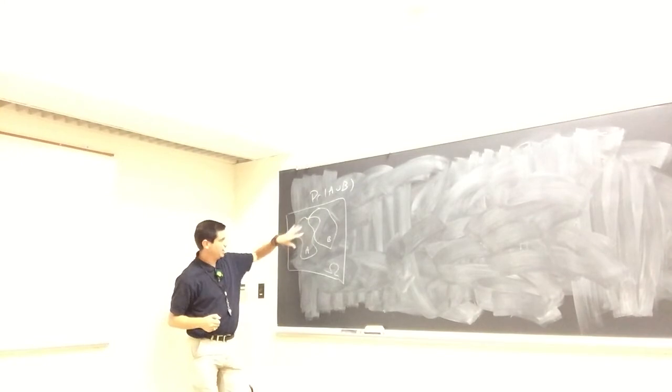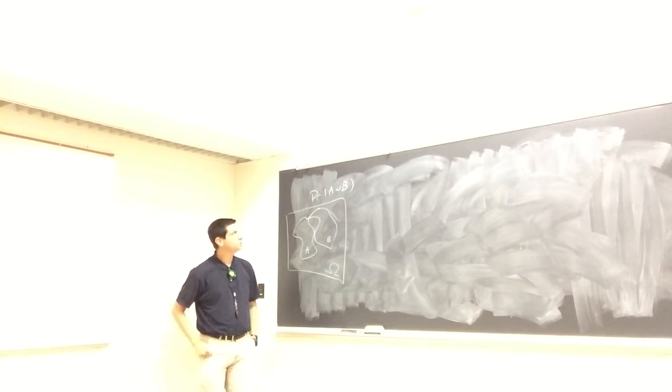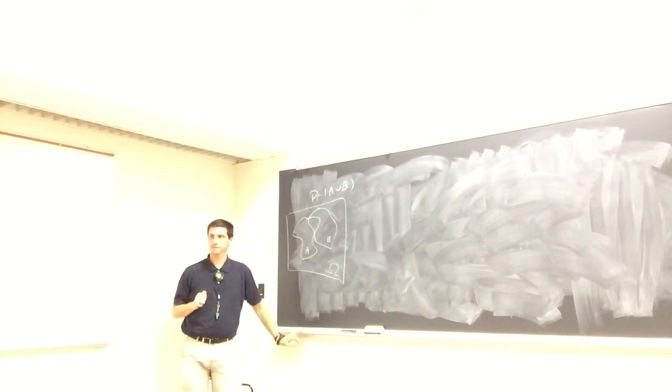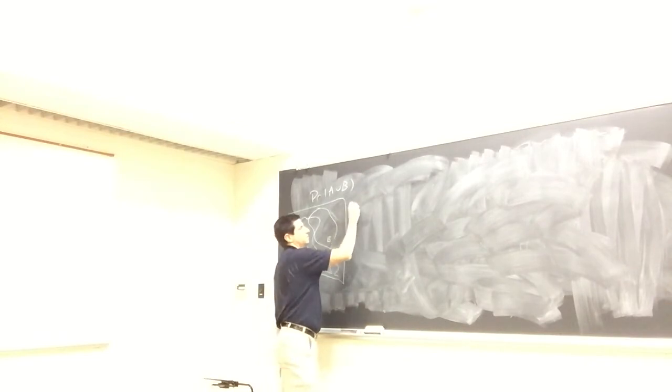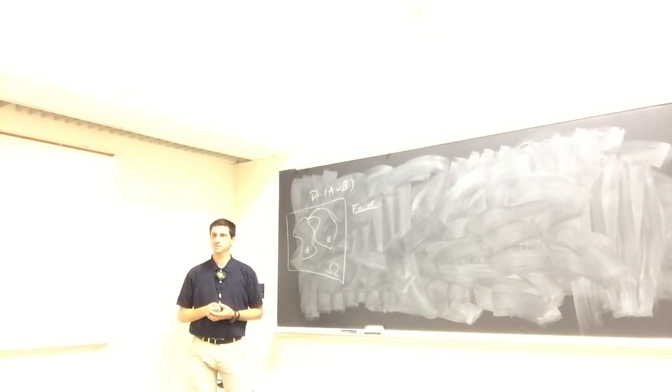Here's my event A, I've assigned some probability to A. Here's my event B, I've assigned some probability to B. I want to figure out what is the probability of A union B. So what do you think it should be a function of? What are the possible building blocks?